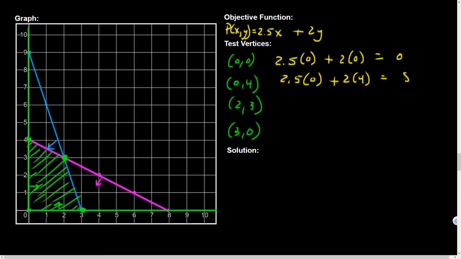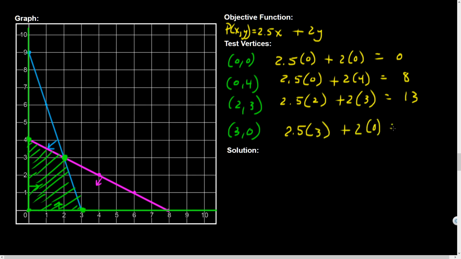2 times 4, 8. 2.5 times 2 plus 2 times 3. So that's 5 plus 6 is 11. And then 2.5 times 3 plus 2 times 0, that's 7.50. And so, boom, there's your optimal. So it's a combination of both.